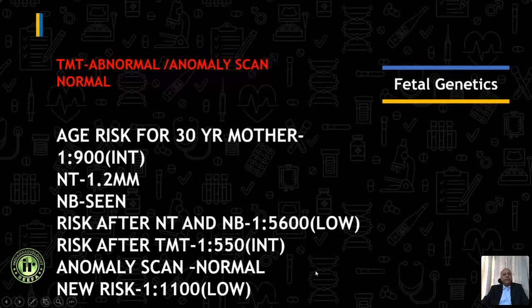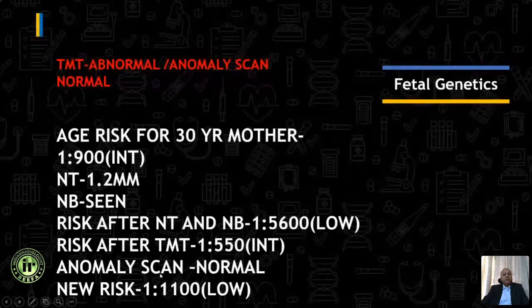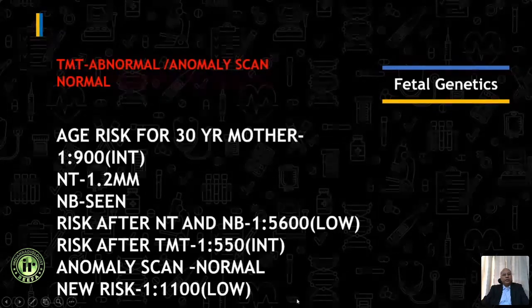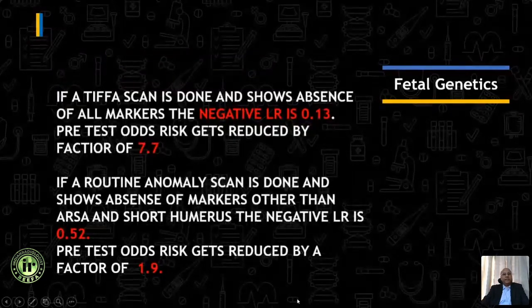So in this situation, even though the triple marker risk has come abnormal, there is a first trimester risk which is very efficient, which is low risk, and there is this sonogram which does not show aneuploidy. So the new risk 1 in 1100 does not require an invasive testing.